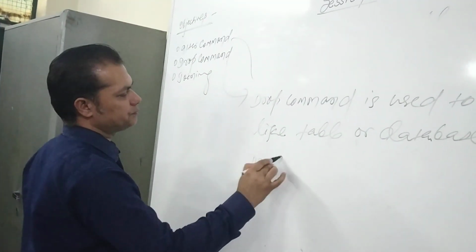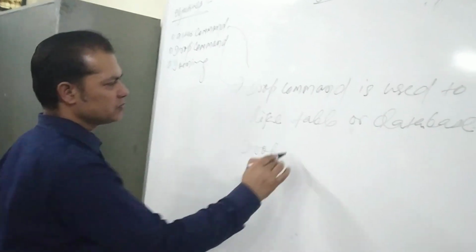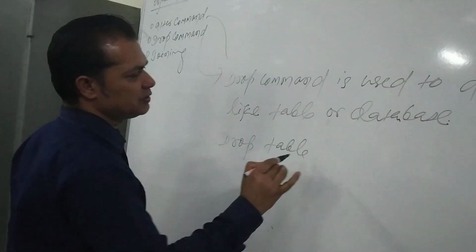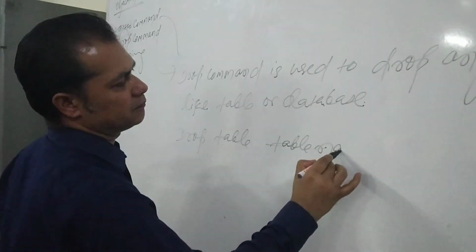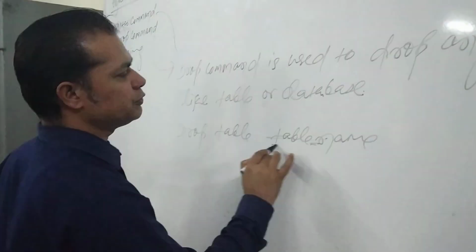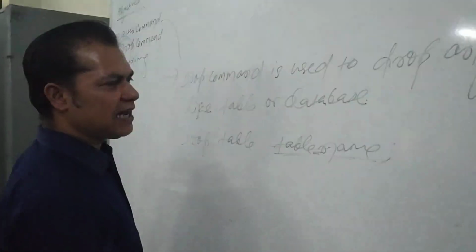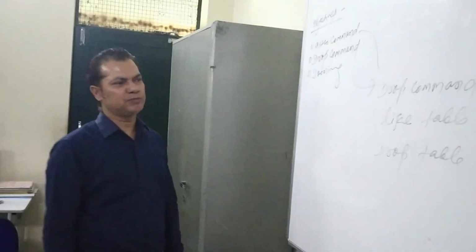Simply drop table name, whatever table you want to delete. You just mention that and put the semicolon. It will delete the table permanently from the database.